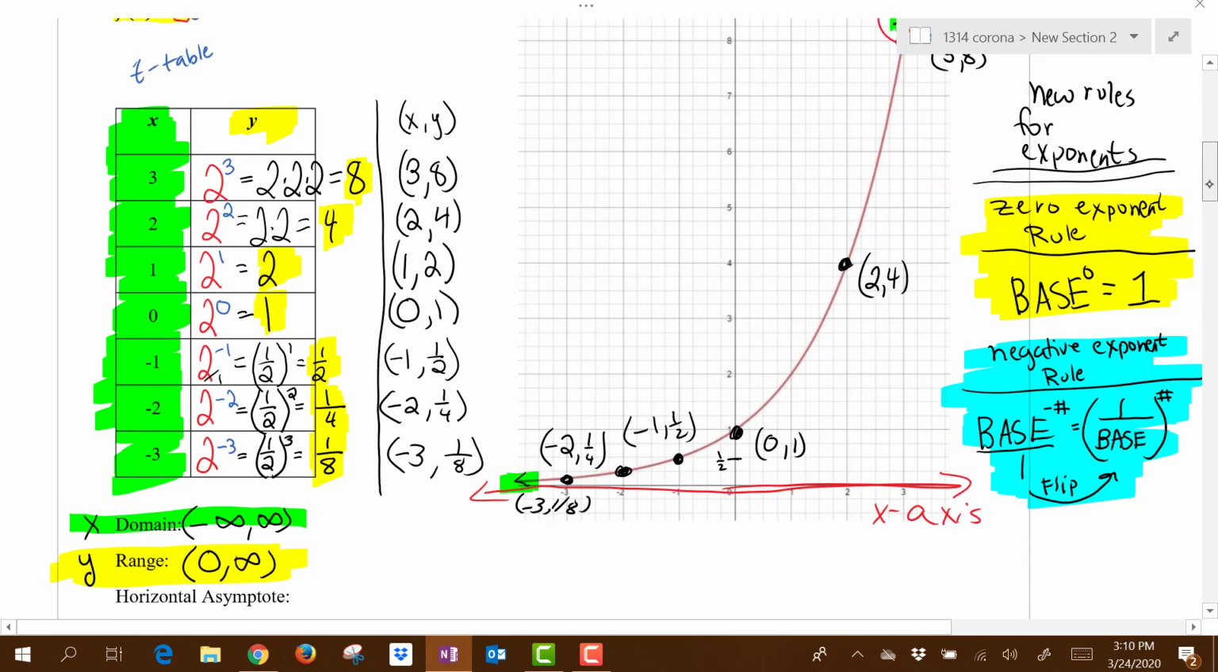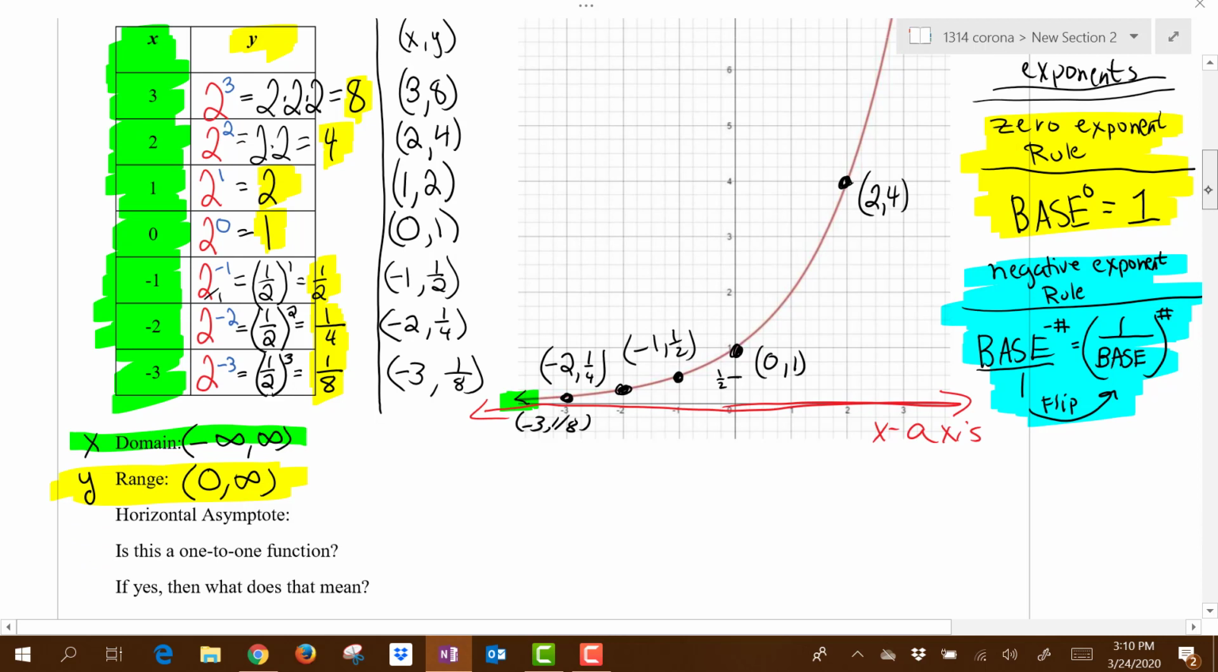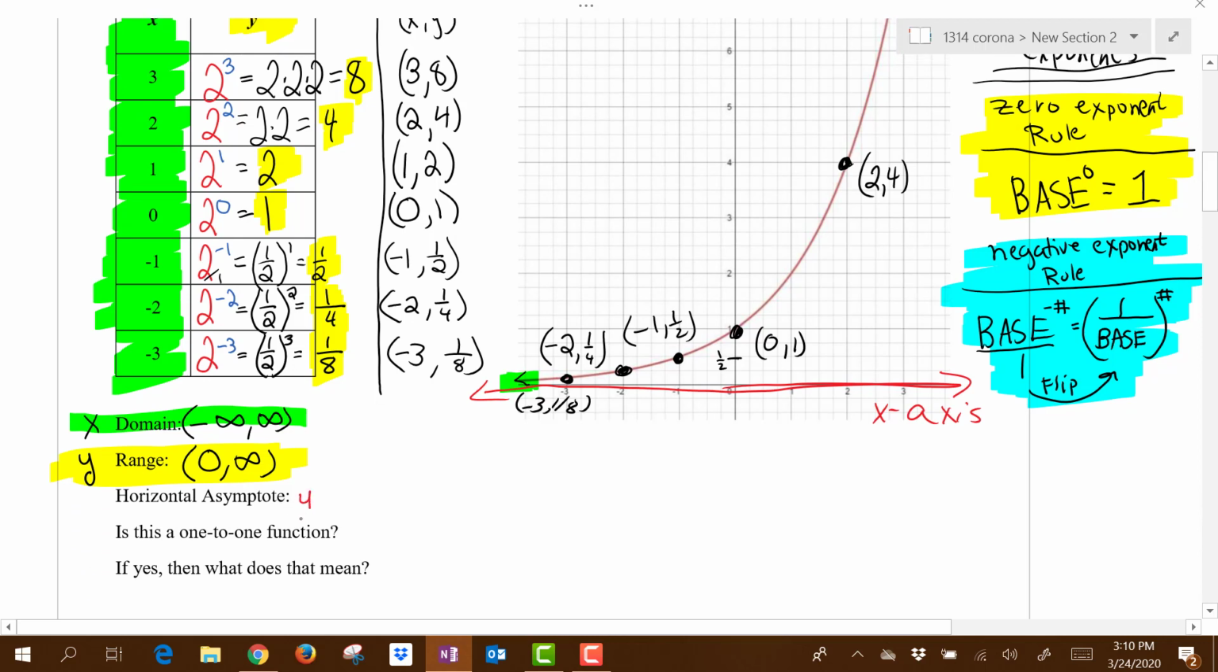Okay. Turns out that the x-axis in this case is a horizontal asymptote. So you'll notice that the graph gets really close to that x-axis, but doesn't ever actually cross it. So the horizontal asymptote for an exponential function is that x-axis, or the line y equals 0.